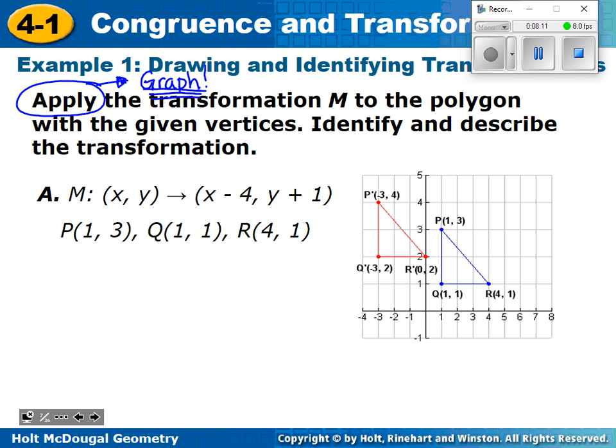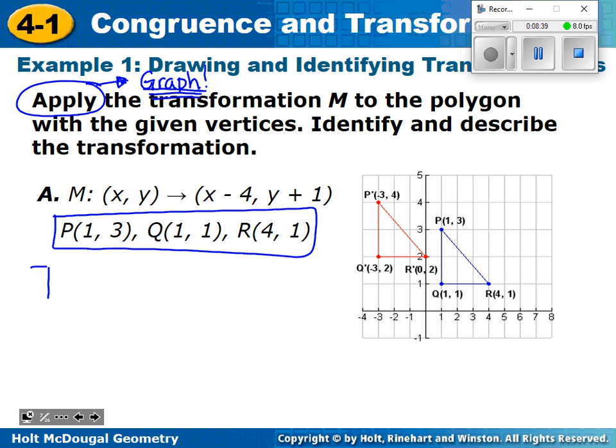So it says apply the transformation to the polygon with the given vertices. Identify and describe the transformation. So the first thing you're going to do is graph the original points, which you already did on your graph paper. And then you're going to apply this transformation and graph it as well. And then you're going to identify and describe it. This one you should have known the moment you looked at it what transformation this is, just by looking at the rule. What is this transformation?